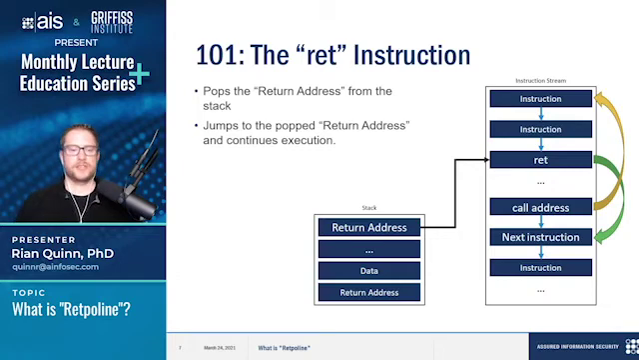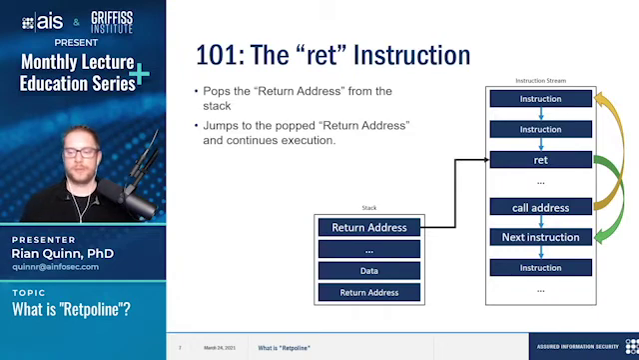The return instruction is another type of jump. Unlike the call instruction and the jump instruction, which have the address encoded inside the instruction, the return instruction gets its address from the stack. So it's designed to work in tandem with call.